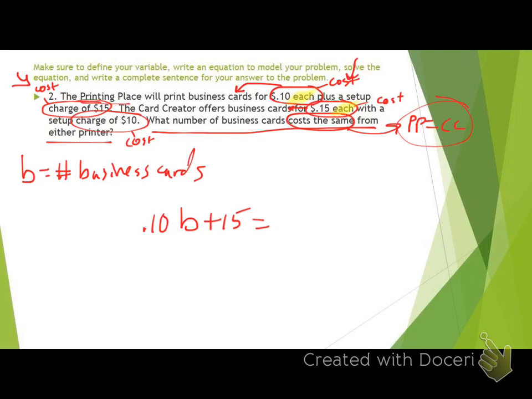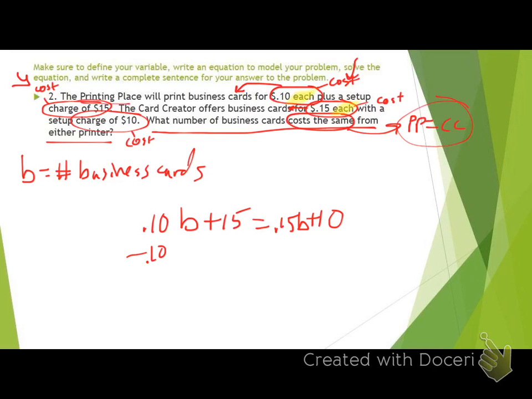And we kind of do the same thing with the card creator. There's a $10 charge for the card creator, and it's 15 cents each card there. Right? And those two need to be equal. So our equation looks a little bit different than the first one. And then we just solve, right?